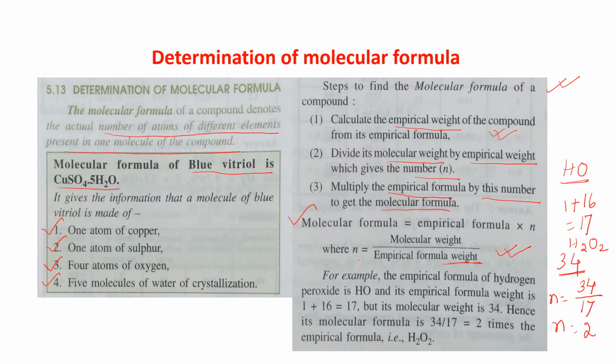Now how to find out the molecular formula? Suppose I don't know it, then molecular formula is equal to empirical formula into N. First you write down into N. So this empirical formula is HO, into N, I am getting 2. So in total I am getting H2O2. So this is my molecular formula.